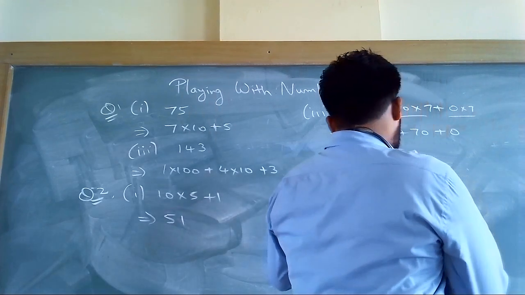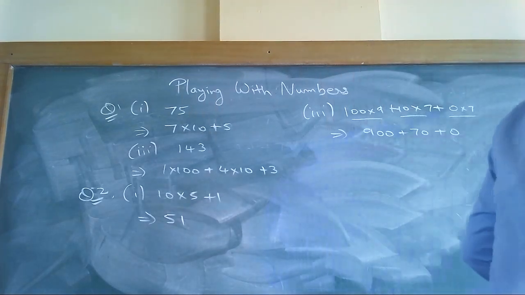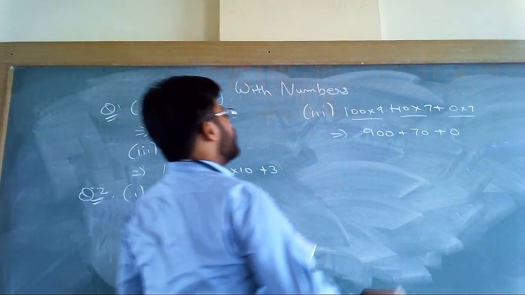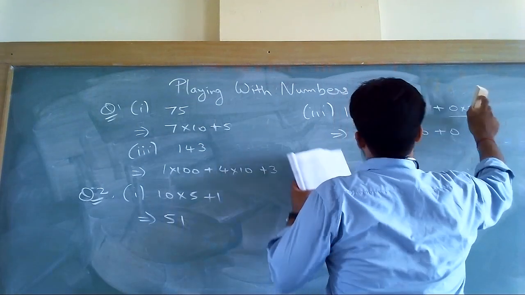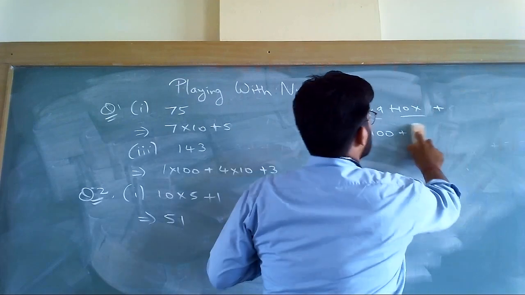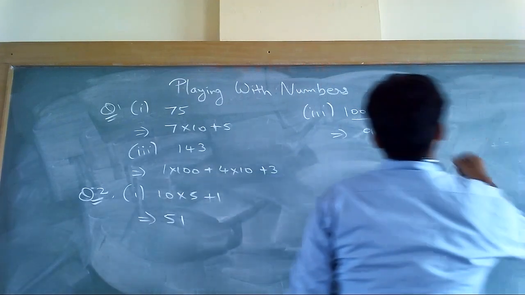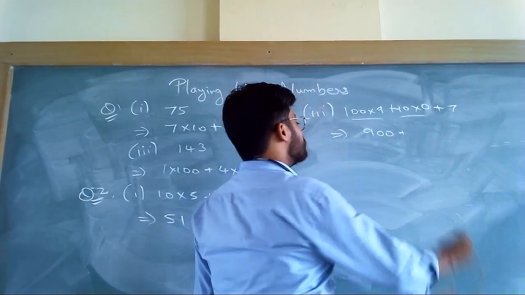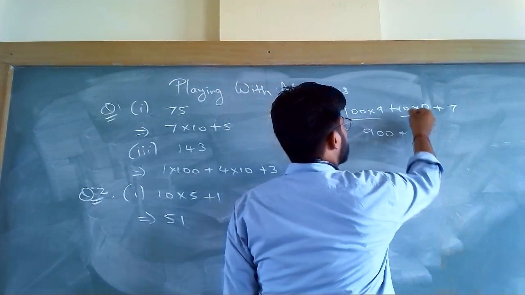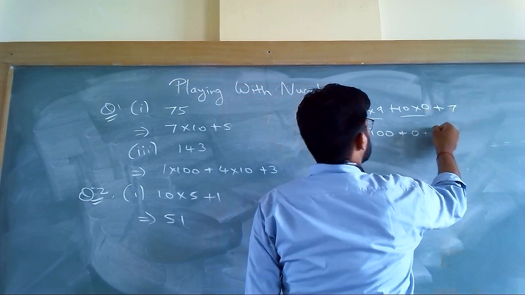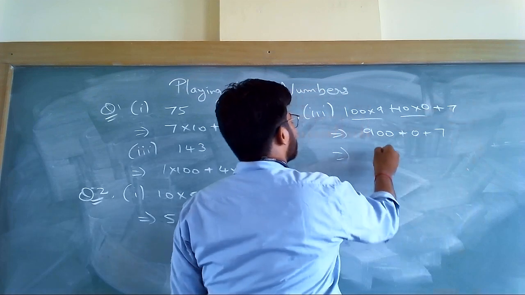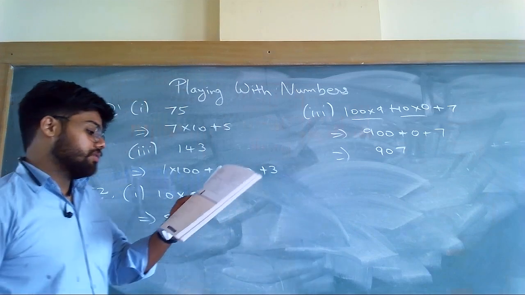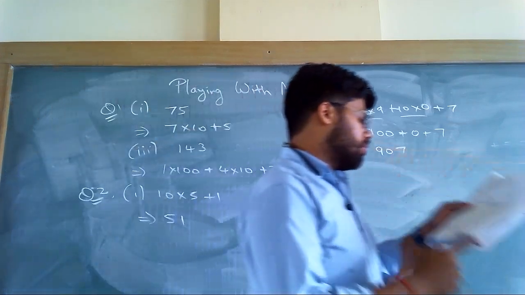Okay, sorry. I made a mistake in writing the question. It is 10 into 0, plus 7. Now 10 into 0 is what? 0, which means the tens place is not there. Plus 7. So 900 plus 7 is what? 907. Now it is clear, I had written the second one wrong. Now part D is your homework.